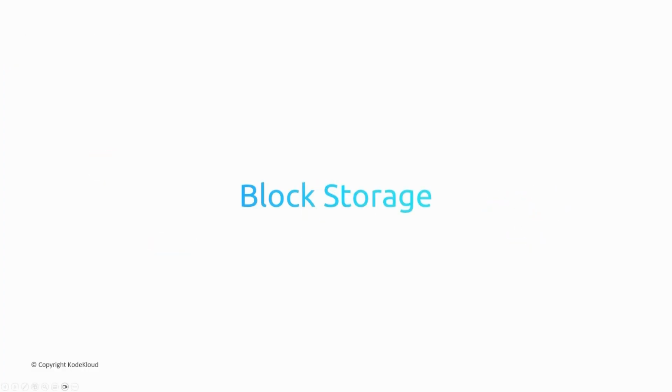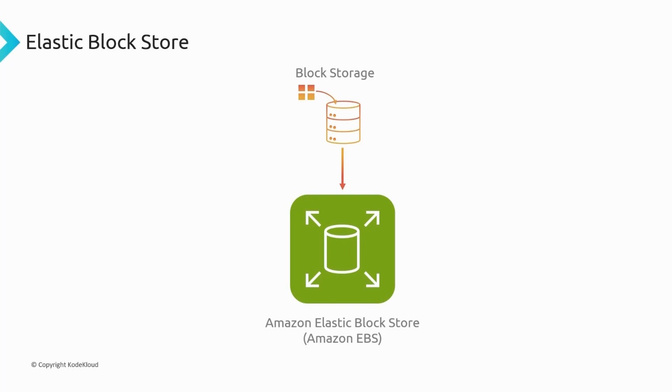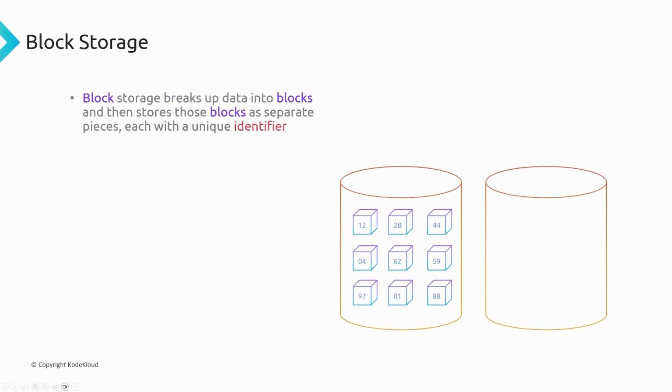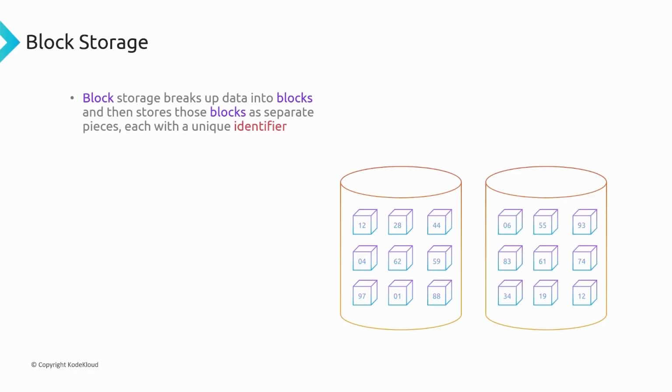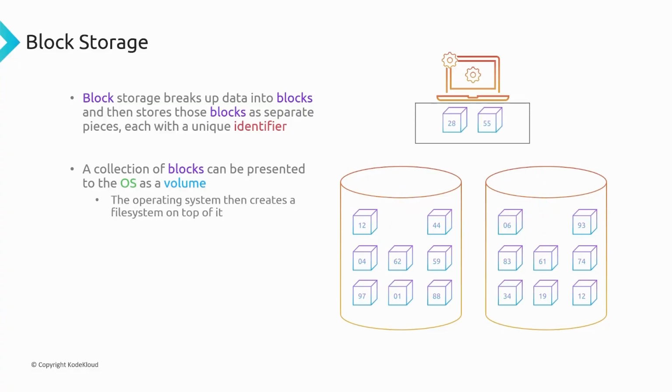So now let's talk about block storage. Amazon provides a block storage service called Elastic Block Store, or EBS for short. So what is block storage? With block storage, it actually breaks up your data into blocks and then stores those blocks as separate pieces, each with a unique identifier. And a collection of these blocks can be presented to the operating system as a volume. So we can take all of the blocks that we want and present it as a volume, which we can then use to create a file system on top of.